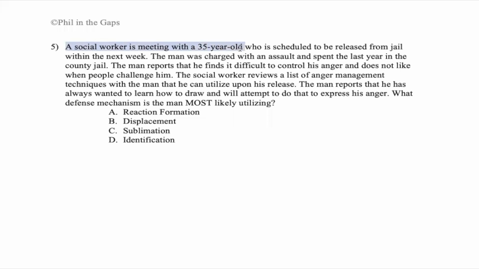We're a social worker who's meeting with a 35-year-old. So that is who we are and who our client is, who is scheduled to be released from jail within the next week. Any length of time, hop on top of it because it also paints the picture of what we're looking at in this given moment. The man was charged with an assault and spent the last year in the county jail. The man reports that he finds it difficult to control his anger and does not like when people challenge him.